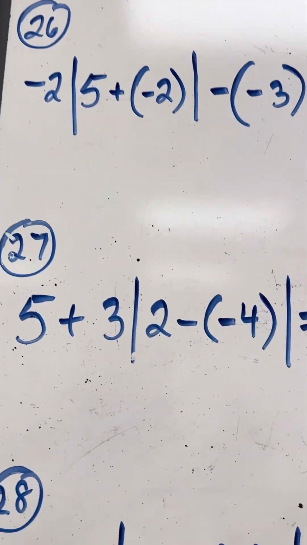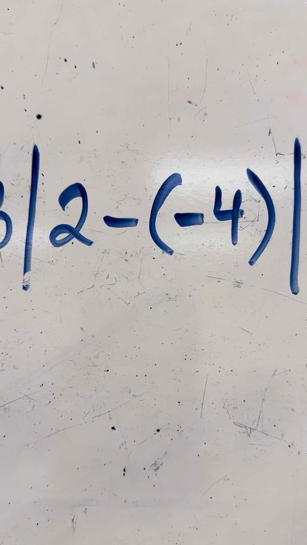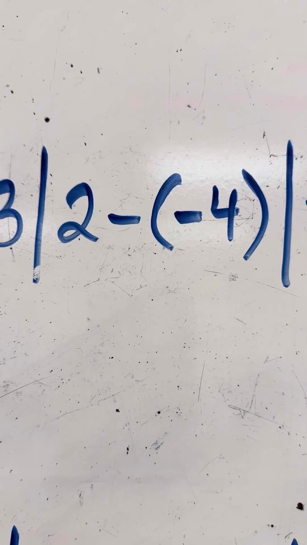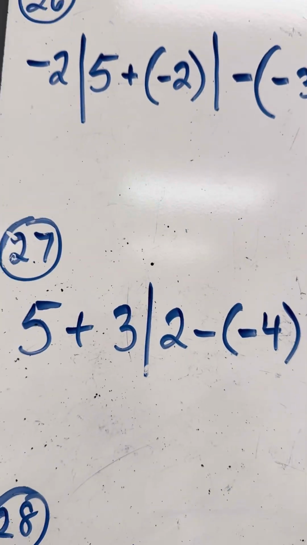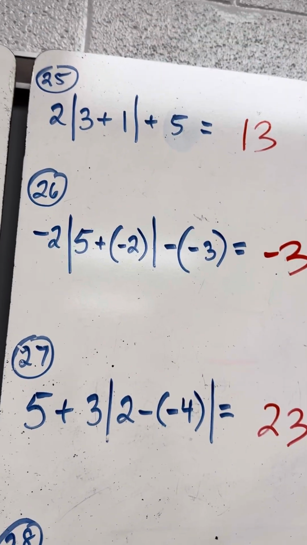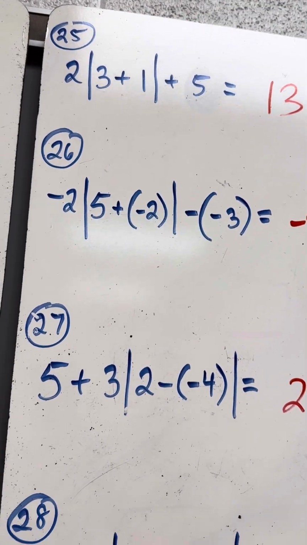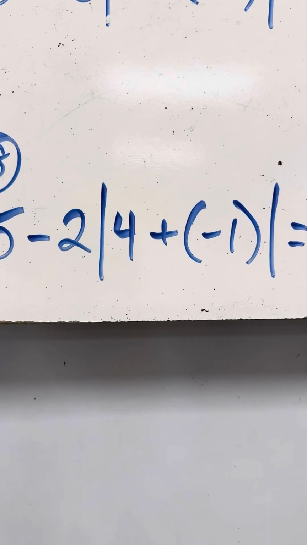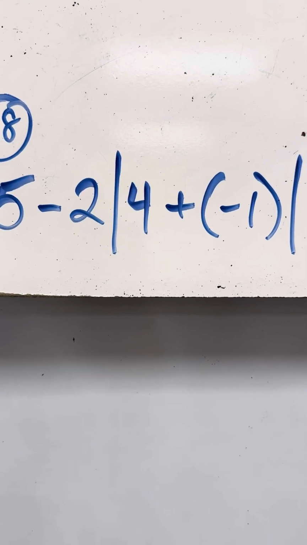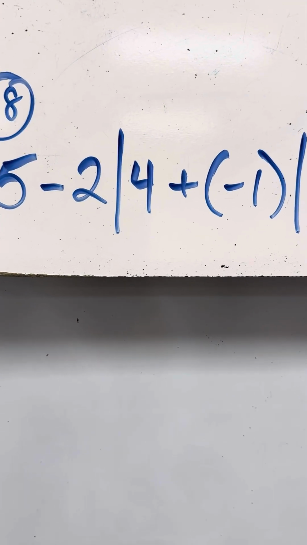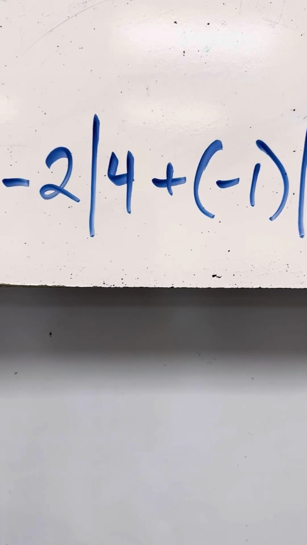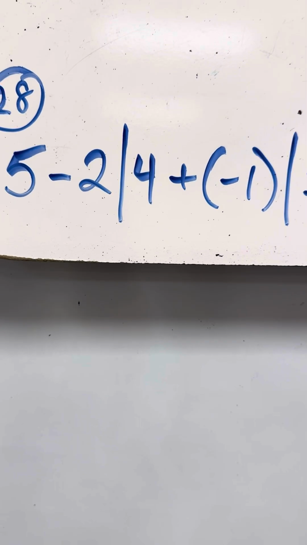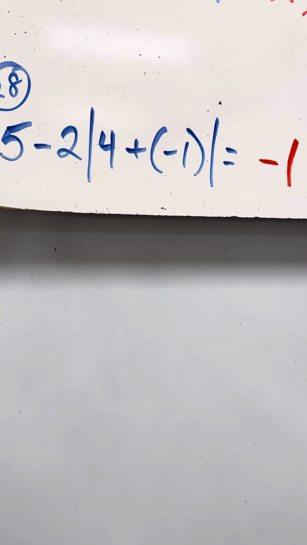The absolute value of 2 minus negative 4 is positive 6. 3 times positive 6 is 18. 5 plus 18 is 23. The absolute value of 4 and negative 1 is 3. 2 times 3 is 6. 5 minus 6 is negative 1.